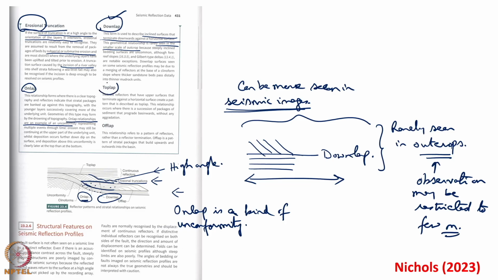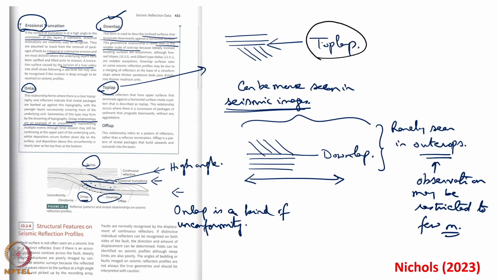Let us look at top lap. Here is the term top lap. In case of a top lap, the upper layers are horizontal and the inclined reflectors can be found at the bottom. So, this one is called a top lap, and in one way the top lap's disposition of layers above and below is completely opposite to the downlap's disposition of layers at the bottom and the top.